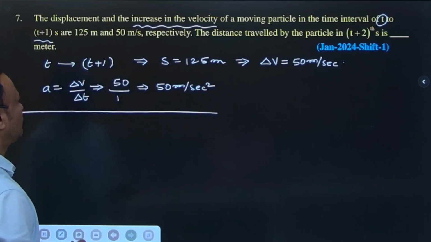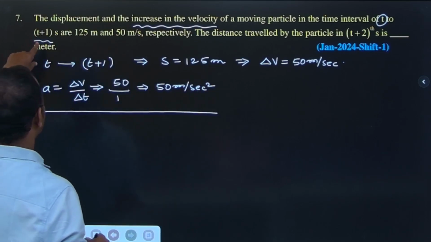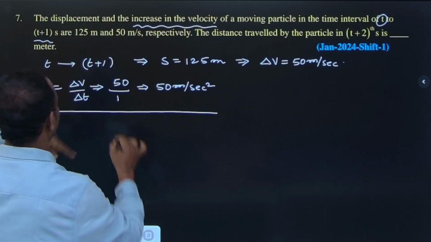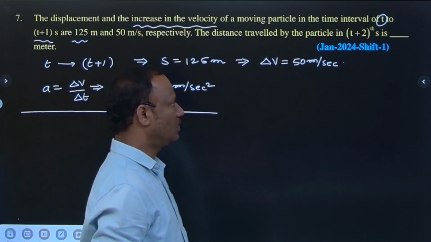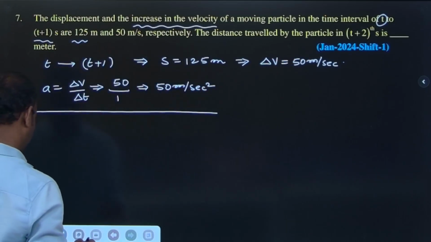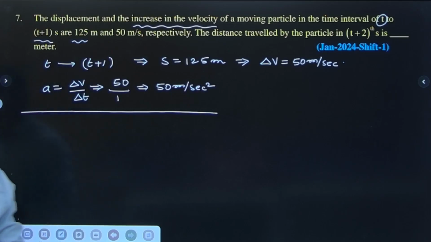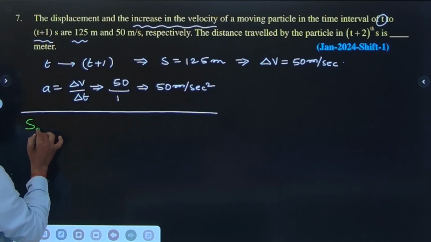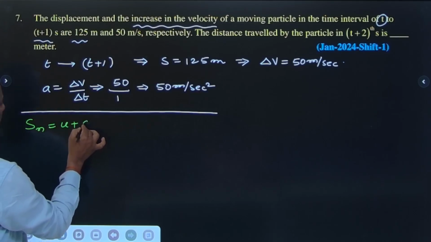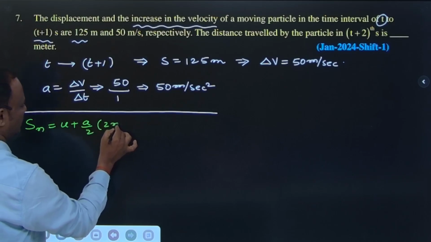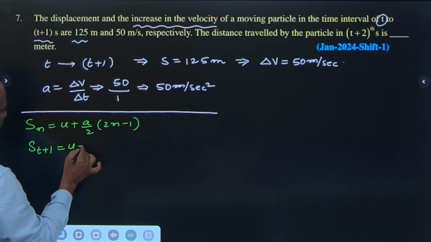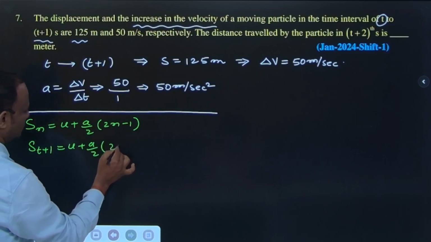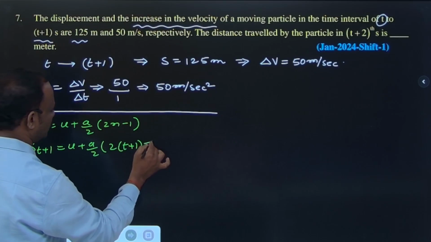Next part. Here t to t plus 1, in the t plus 1 second, the distance traveled is 125. In the t plus 2nd second, what is the distance traveled is the question. So now from the first one, distance traveled by the particle in the nth second, Sn is equal to u plus a by 2 into 2n minus 1. My S t plus 1 is equal to u plus a by 2 into 2 into t plus 1 minus 1.